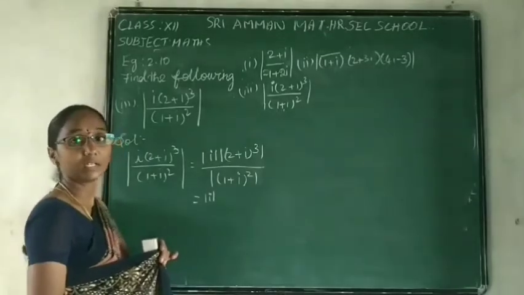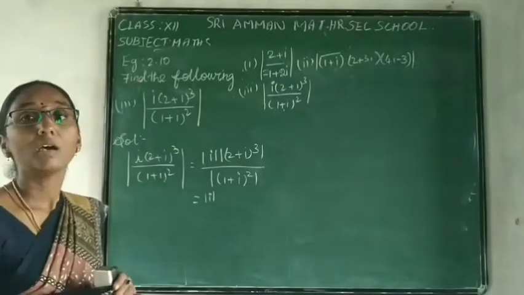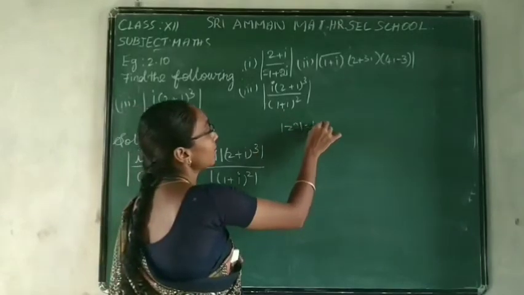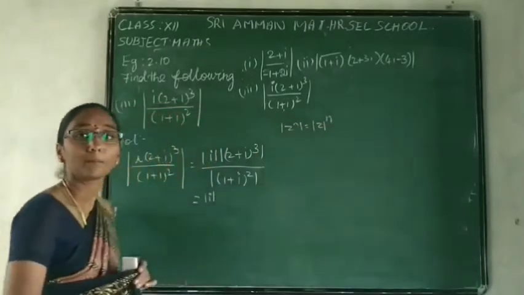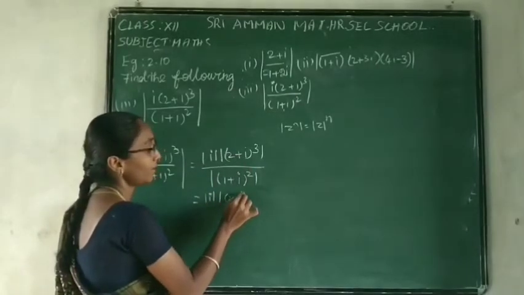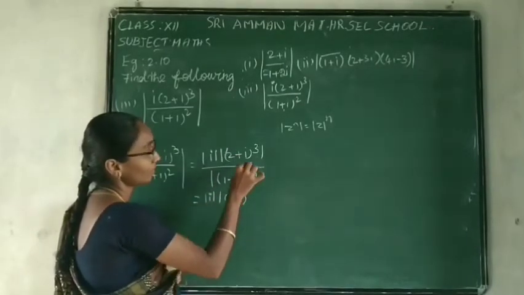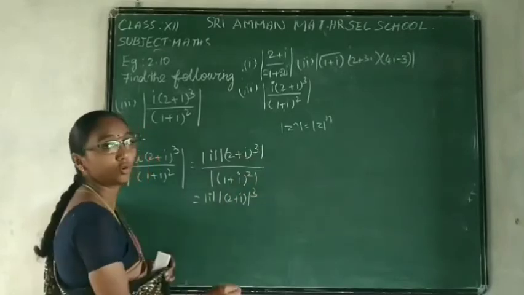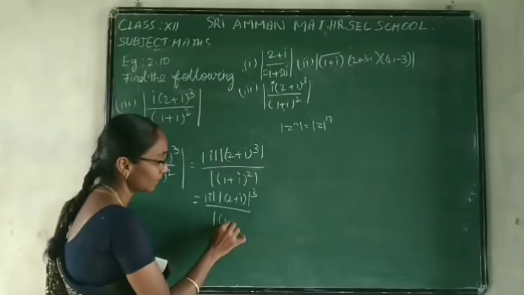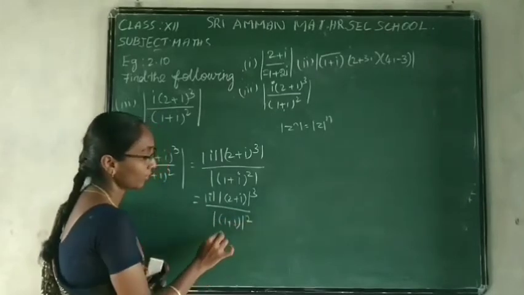Modulus of z to the power n equals modulus of z the whole power n. So, using this, modulus of 2 plus i the whole cube, divided by modulus of 1 plus i the whole square.